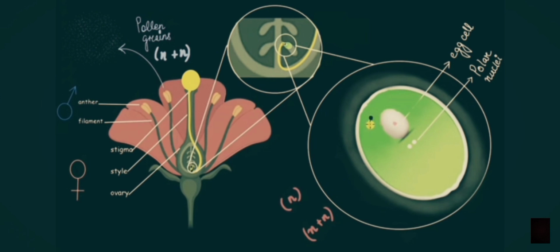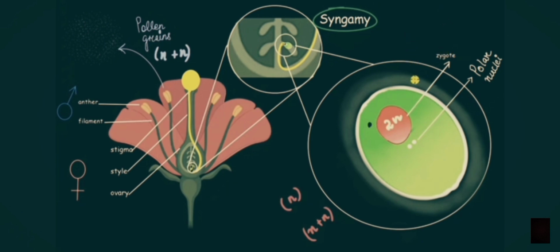Now all we are left with are these polar nuclei, this egg cell here, and these two male gametes. Now this is the most important part of the entire story. One of the male nuclei moves towards the egg cell and fuses with the egg cell. This process is called fertilization or syngamy, where the male gamete and the female gamete fuse, and they fuse to give rise to a diploid zygote. We saw that male gamete and female gamete, both haploid, fused, therefore this zygote will be a diploid one. And this zygote later forms an embryo, and that embryo gives rise to a baby plant.